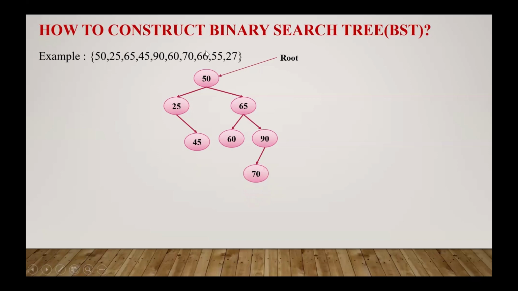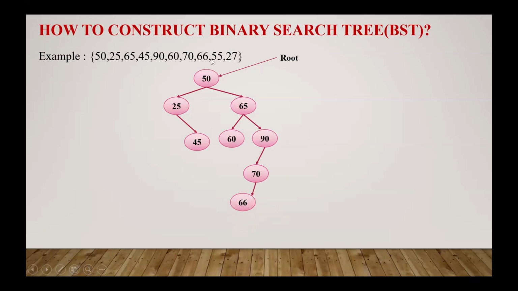Then 66. We have to traverse from the root. 66 is greater than 50, so it will come to the right side. Now 65: 66 is greater, so we move to the right side. Right side means 90. 66 is less than 90, so it will come to the left-hand side. Now 70: 66 is less than 70, so it becomes the left child.